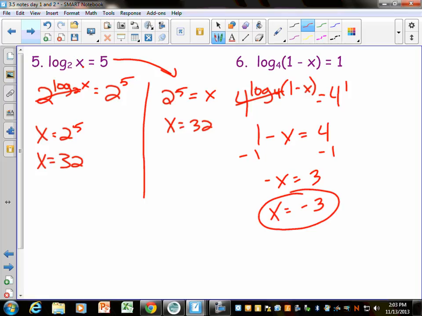So if you see log, base something, then those are your 2 options to do that.